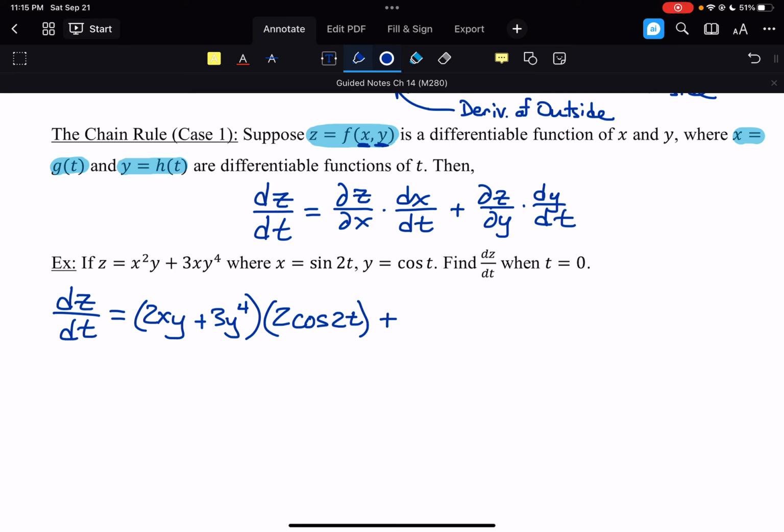Plus partial z with respect to y. So we're going to get x squared plus 12xy cubed, times the derivative of y with respect to t, which will be negative sine of t.